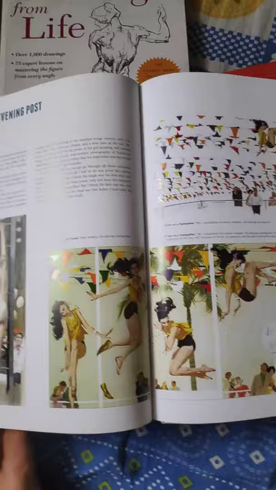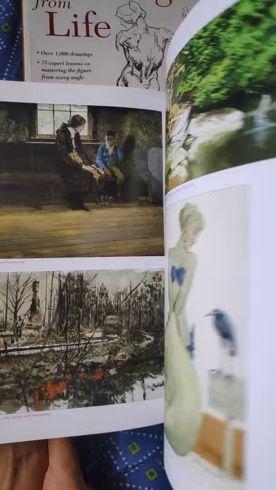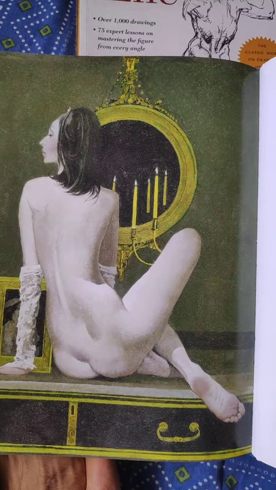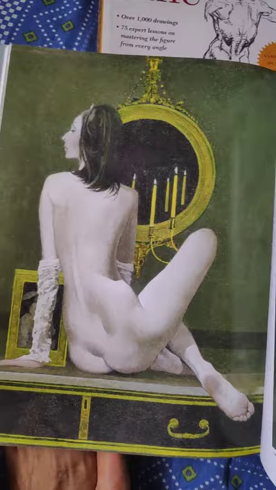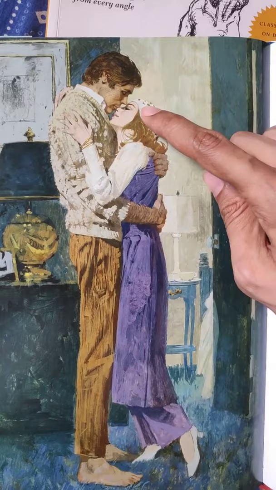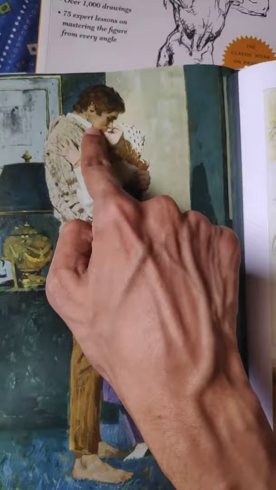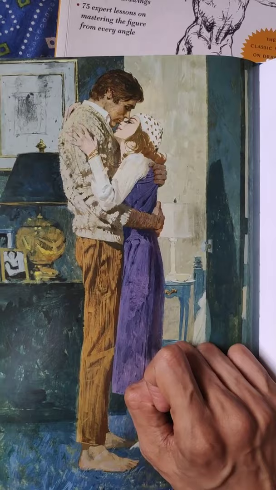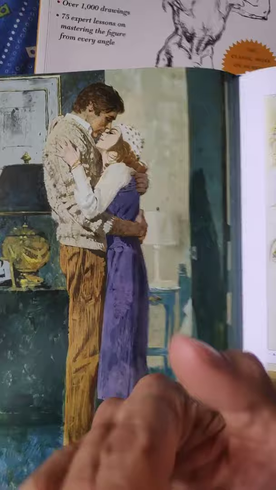Robert McGinnis. This is not that sexy, to be honest. She feels a little arrogant. There are much better ones by McGinnis. Look at this. So beautiful. Clear emotion, he's kissing her nose. Some connection happening, you or him. Or you could be her, and you're looking at the guy. Right? Some emotional connection happening. The feeling of feeling secure and comfortable.